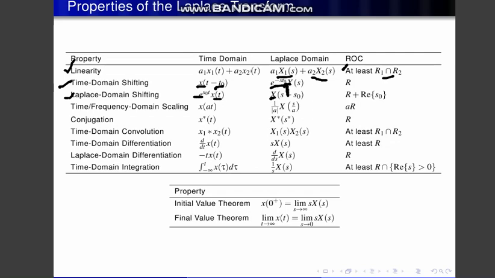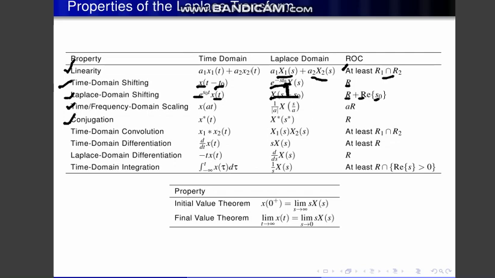Just here you can use s against the omega. Nothing will change. And this is the ROC, that is the ROC R, here it is R plus the real part of s naught. Time and frequency domain scaling is similar: 1 by a times X of s by a.